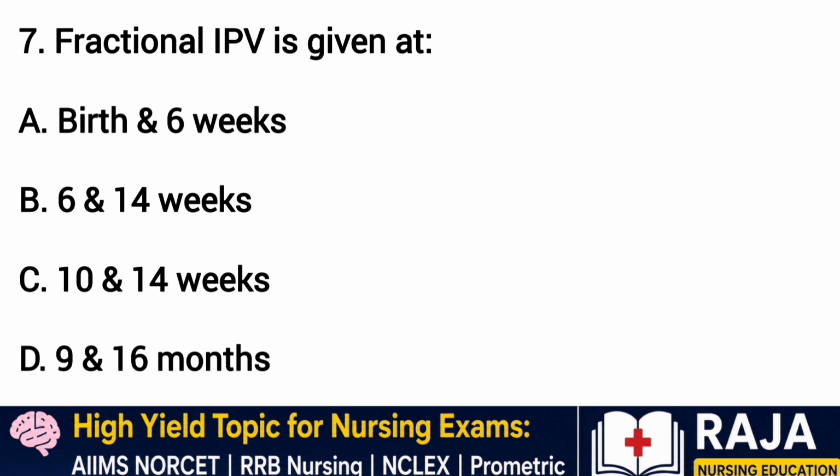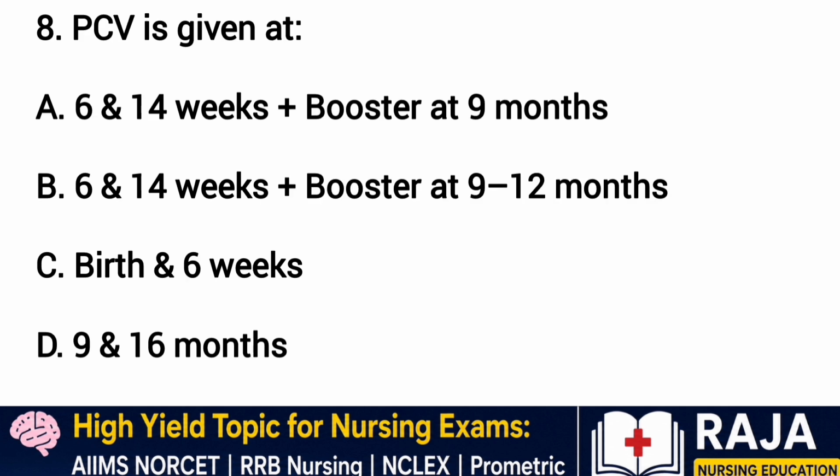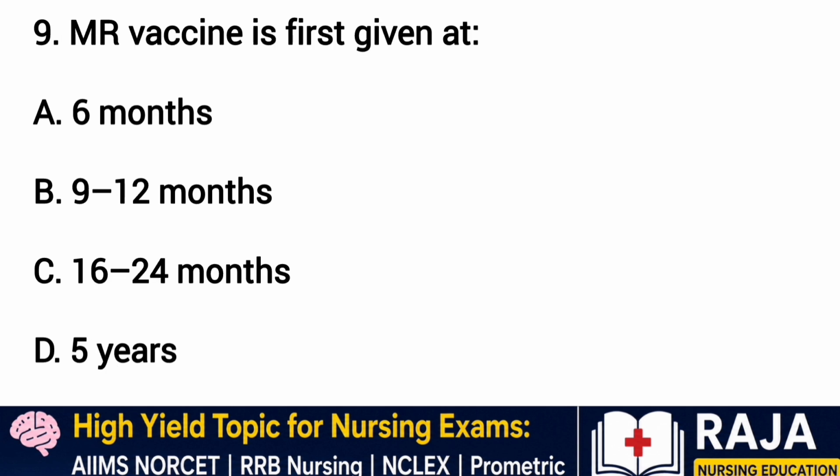Fractional IPV is given at? The answer is B. 6 and 14th week. PCV is given at? The option is B. 6 and 14th week plus booster dose at 9 to 12 months. MR vaccine is first given at? The option is B. 9 to 12 months.